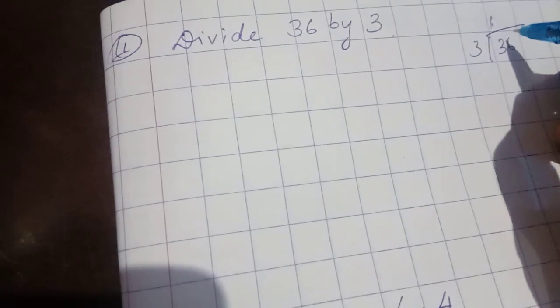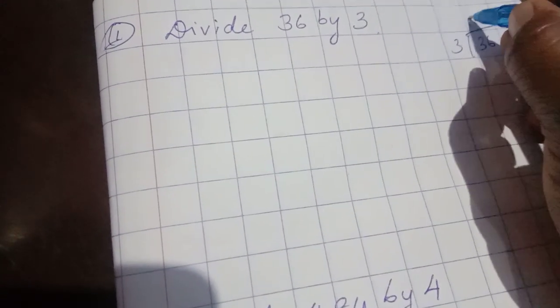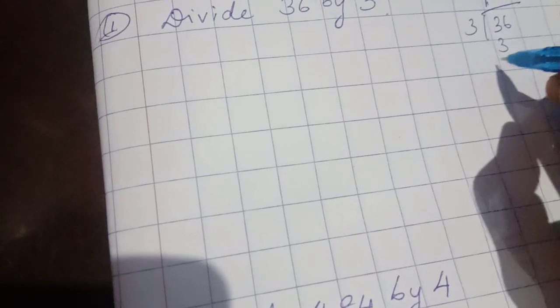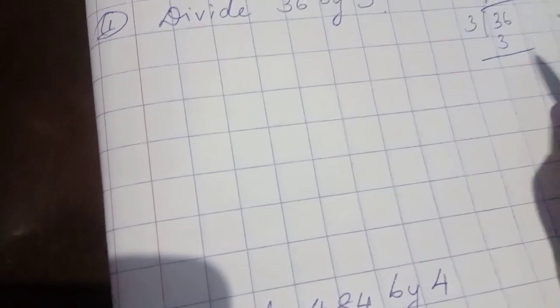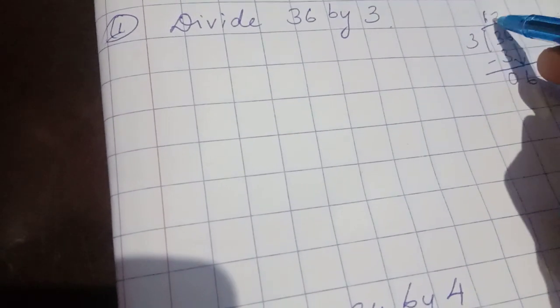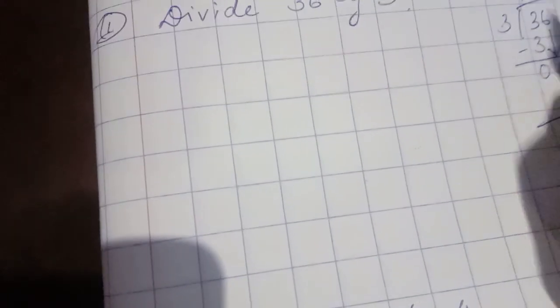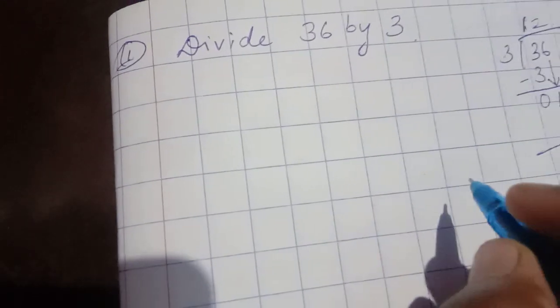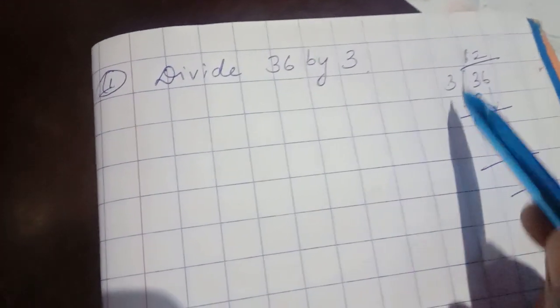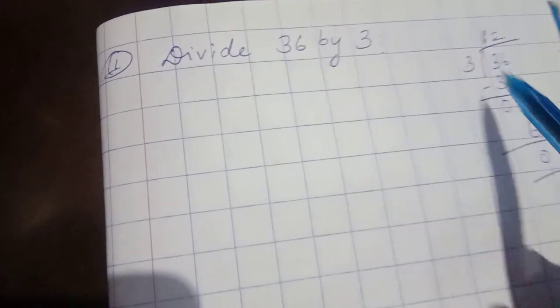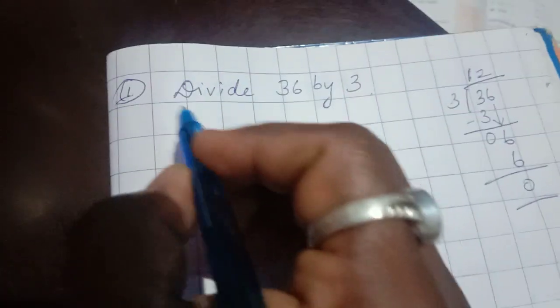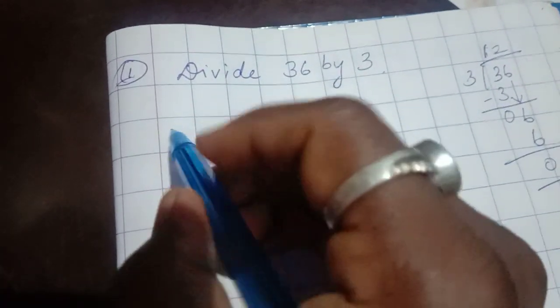Already you people know tables and all, so I am directly doing: 1 3s are 3. Next, this 6 down, minus, we get 0. 2 3s are 6, so 0. Okay, next, this method also we can use. Already we are using this method only. Now this is a new method I am teaching you.